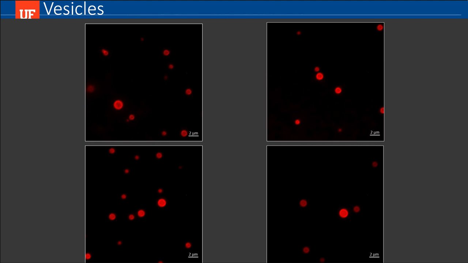These are some examples of vesicles. Note the red ring on the outside and the dark red interior. And so those mCherry proteins are fluorescing under the electron microscope here.